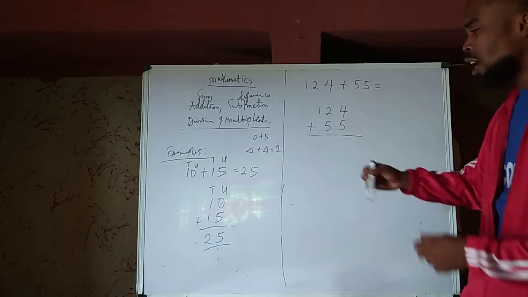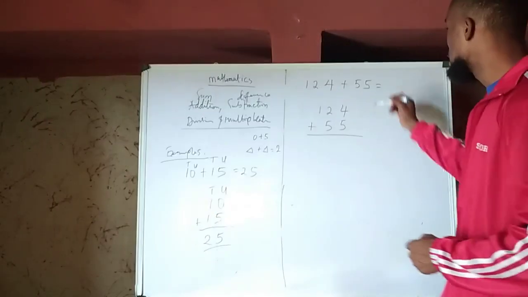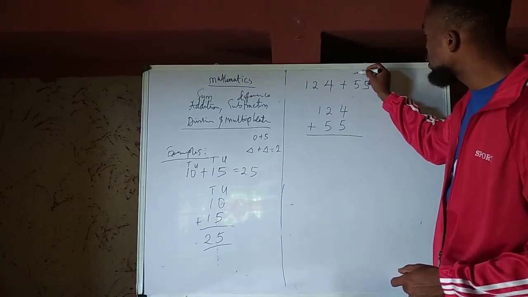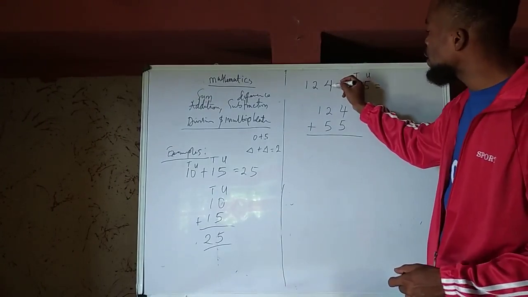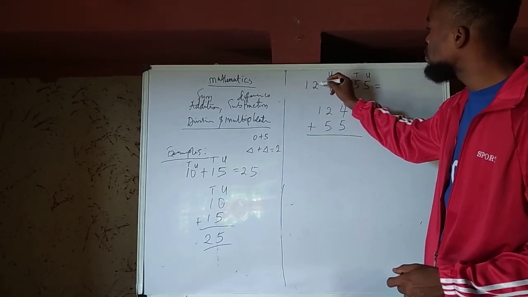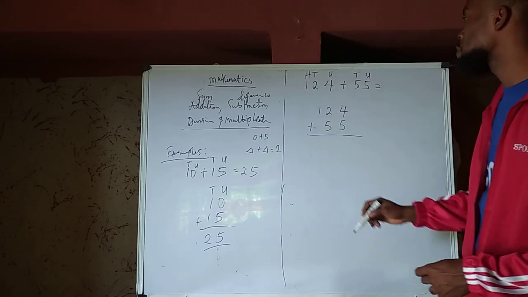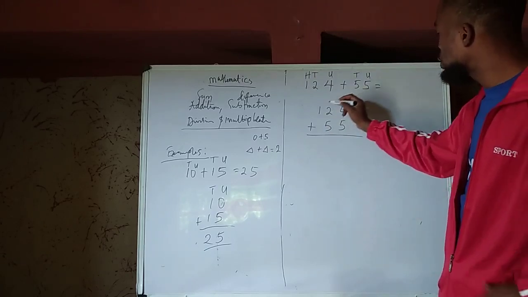Remember, this is arranged according to their place values. The place value of 5 here is units. The place value of this other 5 is tens. The place value of this 4 is units. The place value of 2 here is tens. The place value of 1 here is hundreds. So this is arranged according to their place value.